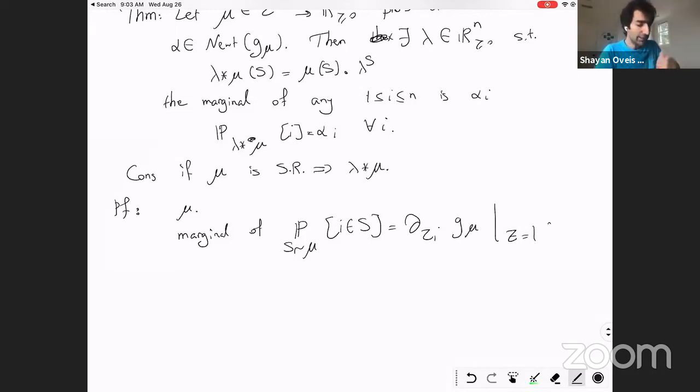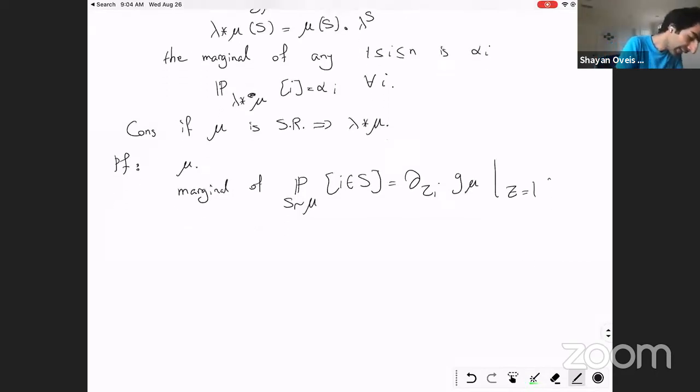Why is that the case? First of all, if you evaluate G mu at all 1s, you get 1, because it's a summation of the probability of every set in the support, or in other words, because it's a distribution. Now, when I differentiate with respect to Zi, I kill every monomial which doesn't have i. I only keep those that have i. And again, I evaluate it at 1. So I get the summation of the probability of the samples that contain i, which is exactly the marginal of i.